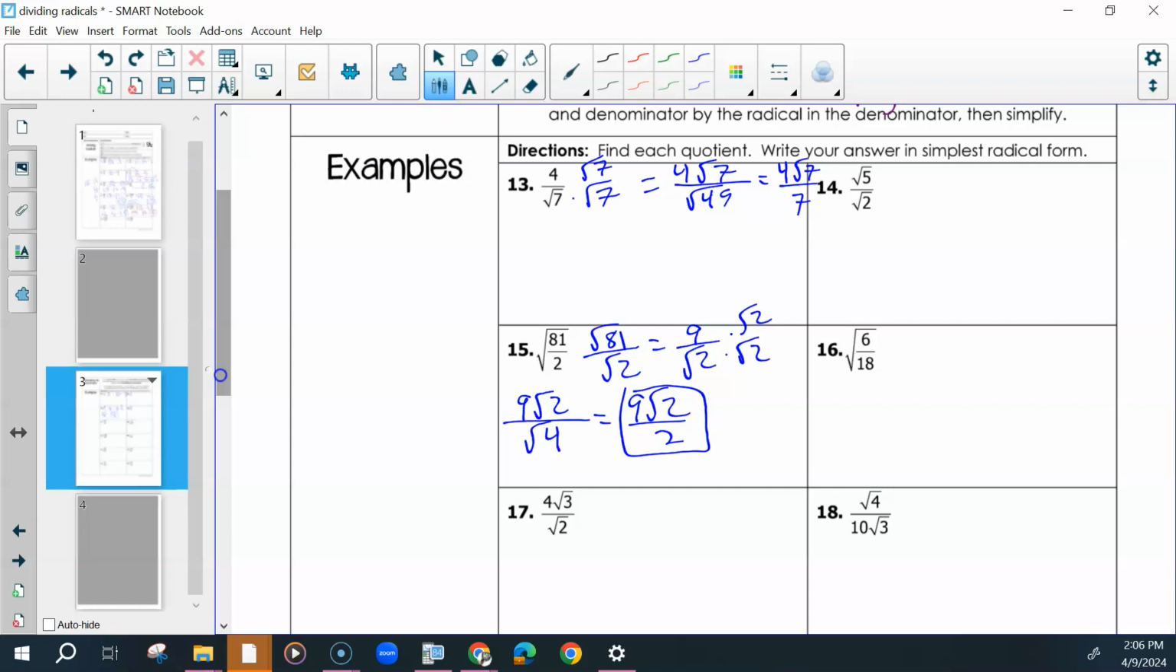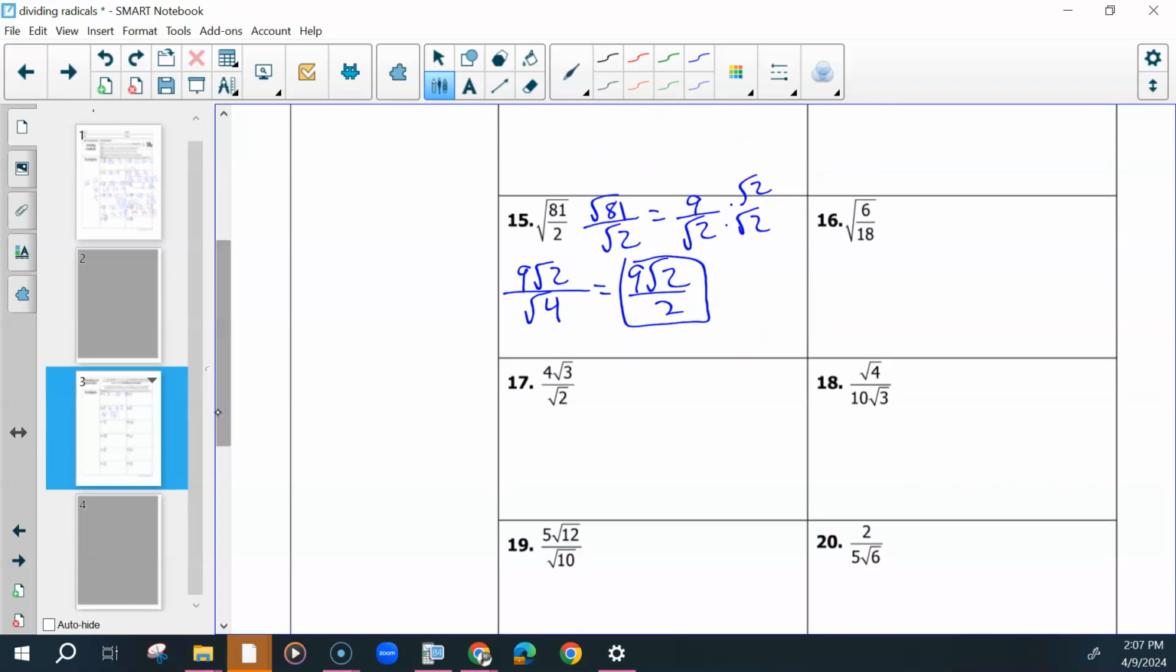Right. And then for 17, so here, if 3 and 2 could simplify, then we would do that, but it doesn't. So I'm going to have to rationalize, and I'm going to multiply. So I have 4 times the square root of 6 over the square root of 4. The square root of 6 can't be broken down further, so that's going to stay the same. But the square root of 4 does become 2, and I can divide 4 by 2. So this becomes 2 times the square root of 6.